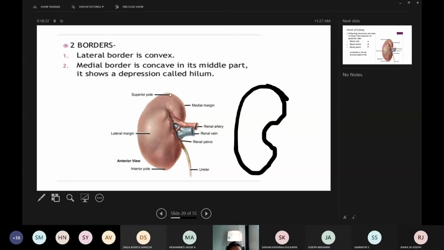Borders. It has two borders. This is the lateral border, which is convex. The medial border is concave. It is depressed in the middle, which is called the hilum of the kidney. That is the medial border.